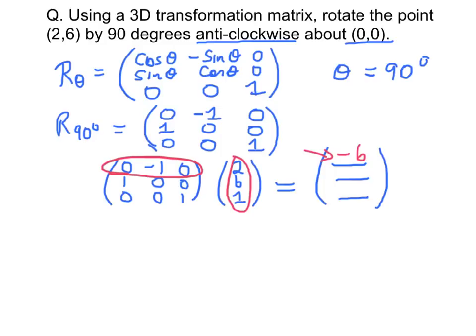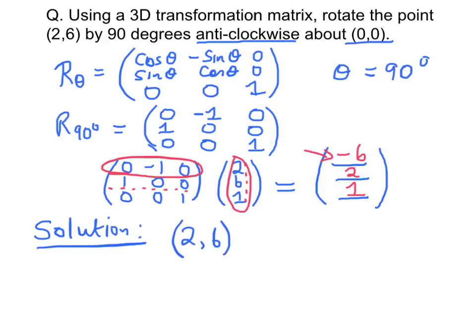Continuing on, the next value will be you take the second row and multiply it by the first column. So it's 1 by 2, 0 by 6, 0 by 1, so it has a value 2, and this value will always be a 1. So if I write out my solution, the solution to this problem is that if I had started off at the point (2, 6), and I rotated it by 90 degrees anti-clockwise about (0, 0), I ended up at the point (-6, 2). So this is my solution.